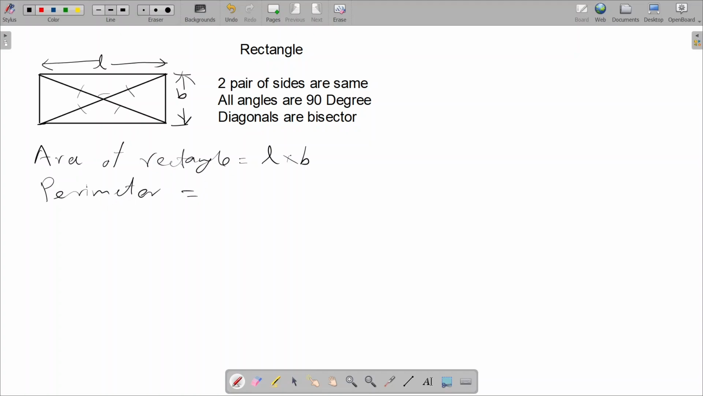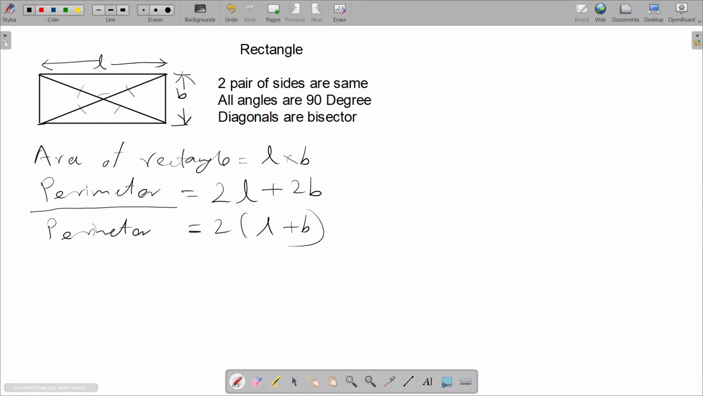So perimeter means boundary. This is L and this is also L. So we have L two times. This is breadth and this is breadth. Both denoted by B. You have B two times. So 2 is common, L plus B. So this is the formula for the perimeter of a rectangle. So please learn the formula, first understand and then write. So this was about the rectangle.